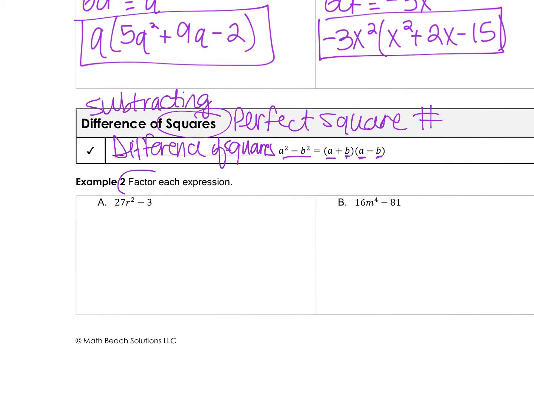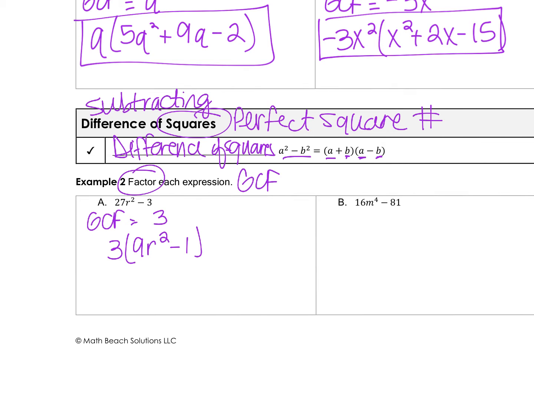Okay, so we're going to factor each expression. First thing we always look for is a greatest common factor. So keep that in mind. That's your first step every time. So notice these two do have a greatest common factor. I have to do that first. So my GCF is 3. So I'm going to divide both of them by 3. That's going to leave me with 9r squared minus 1.